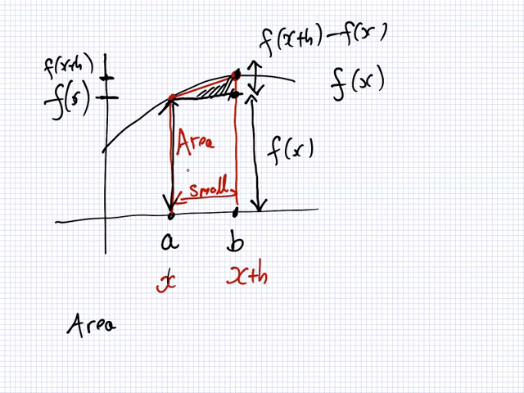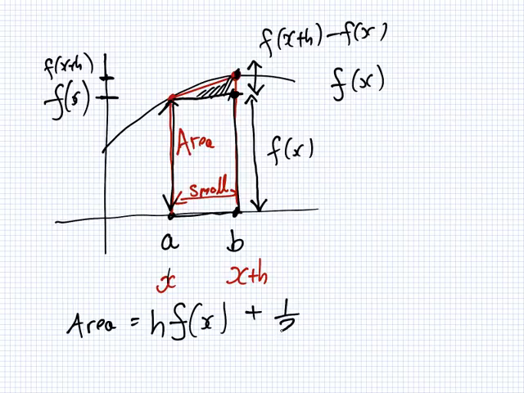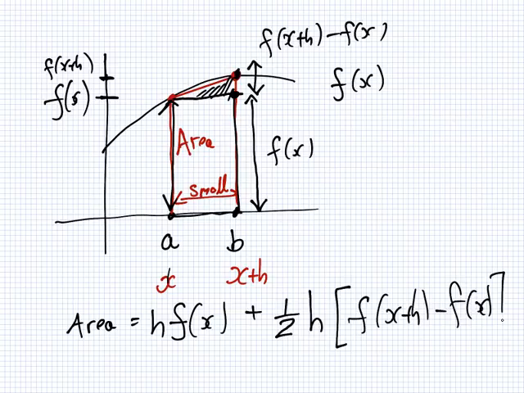So now we can calculate the area. It will be the base. How big is the base? h, times the height, f of x. This is h and this is f of x. And now the triangle: half the base times the height, which is f of x plus h minus f of x. Because it's from x to x plus h is what the two are here.